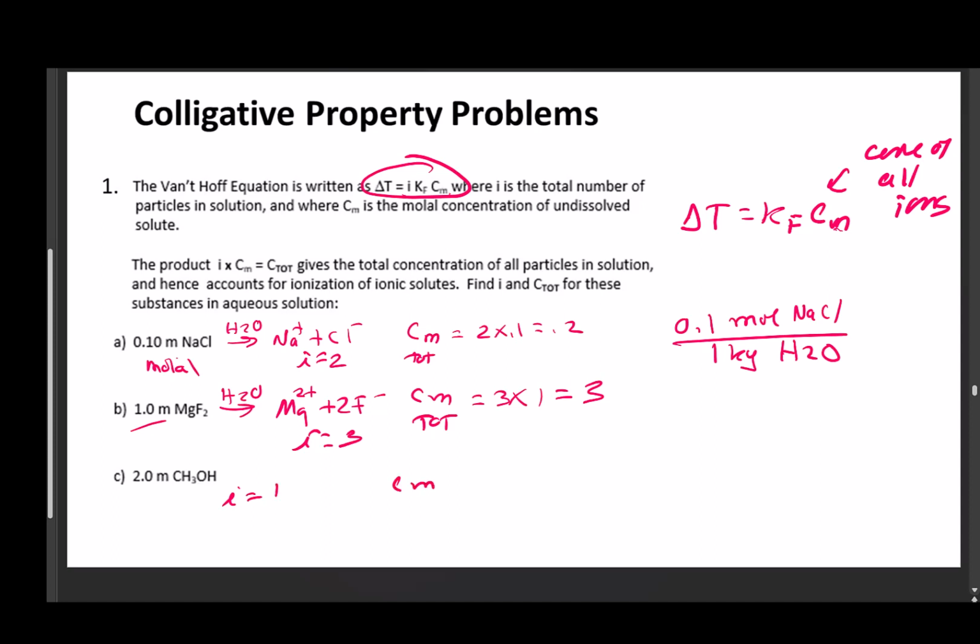So Cm total is equal to the concentration of the unionized methanol because it doesn't ionize. That's more conceptual than anything else. You'll actually be doing a freezing point depression experiment, maybe experiment number 3.